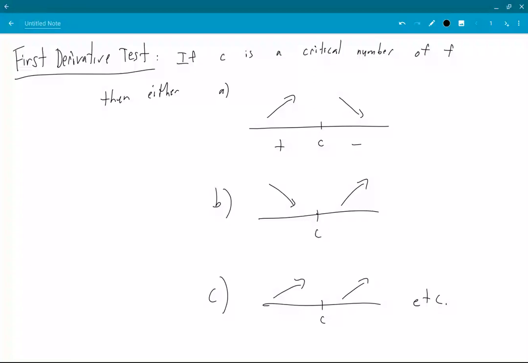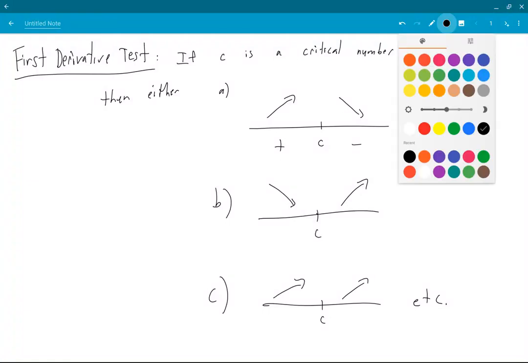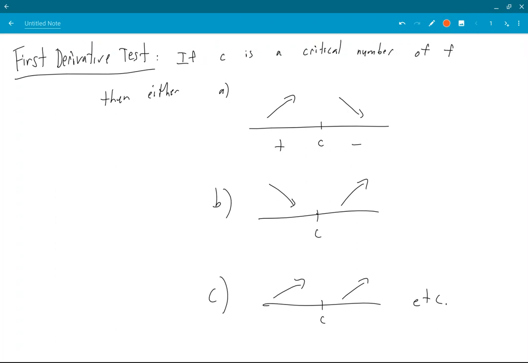Okay, let's look at a test that helps us graph functions. Okay, so take a second to pause the video and write this down. Okay, so if you have a critical number, we can say that one of three things is happening. Either we have part A, that's a possibility.